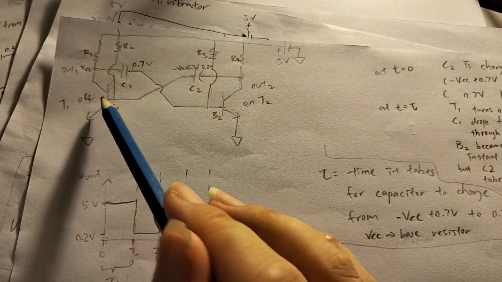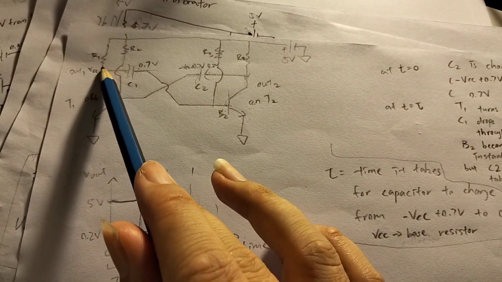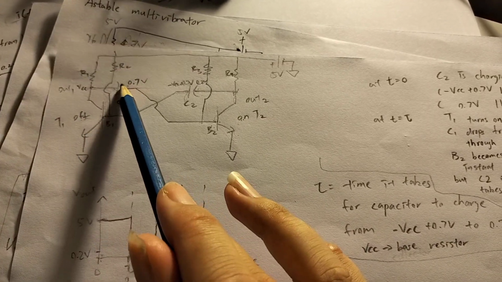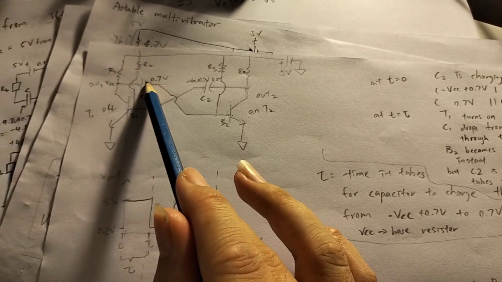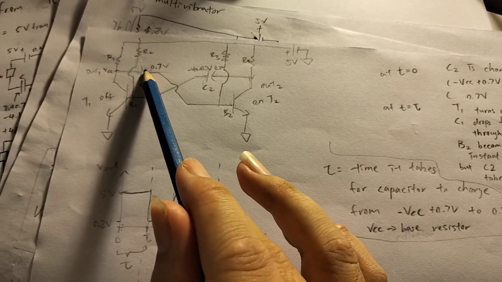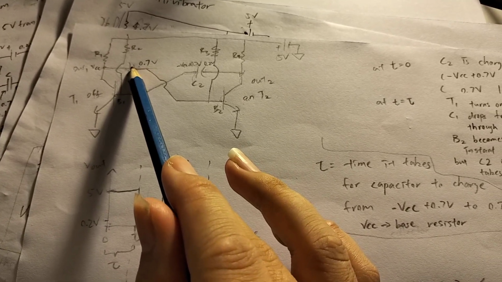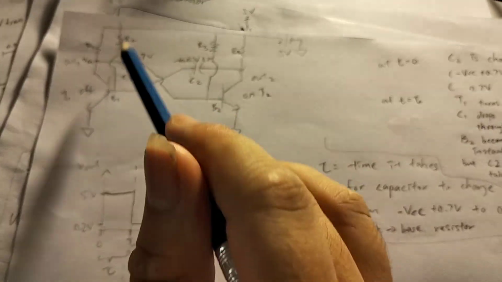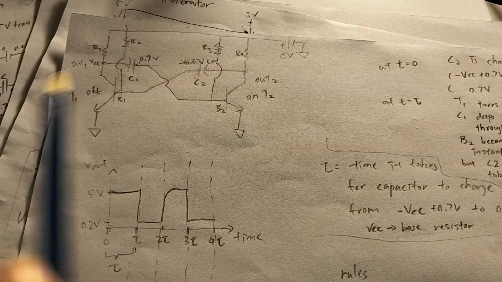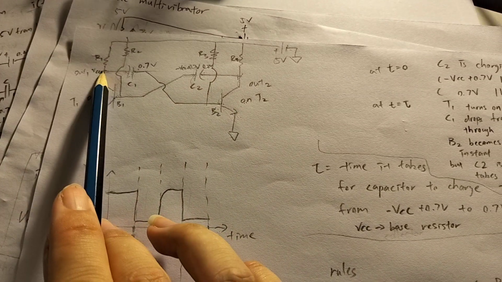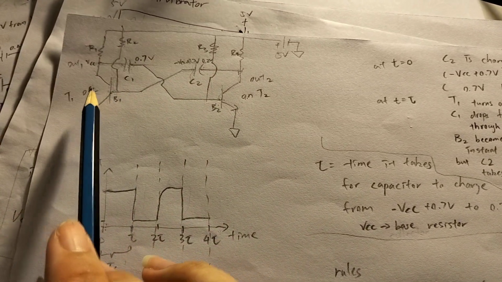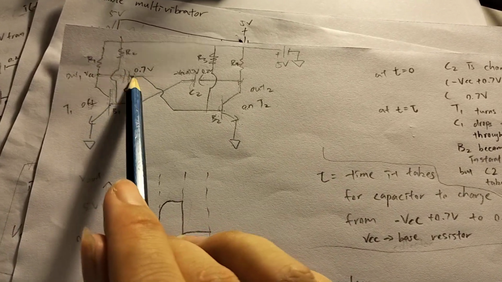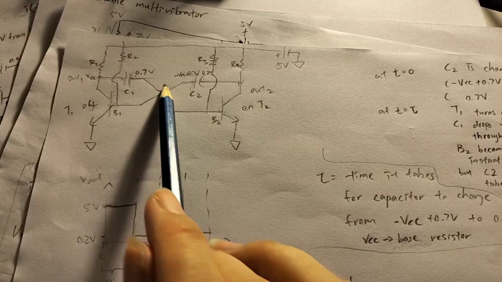So this transistor turns on. This base now drops from VCC to 0.2 volts. And therefore, the other plate of the capacitor will decrease to minus VCC plus 0.7 volts. The reason for that is because the voltage across a capacitor cannot instantly change; it takes time to change. So once this transistor turns on, that voltage difference is basically added to this plate.